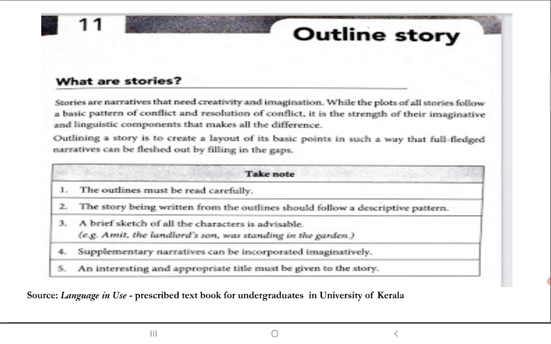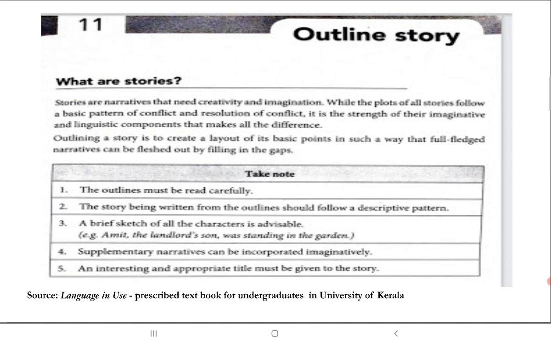You'll be describing the house. It is a beautiful house, and it is in a location where people will actually desire to live, like you will be telling something, you know. The story being written from the outline should follow a descriptive pattern. A brief sketch of all the characters is advisable.